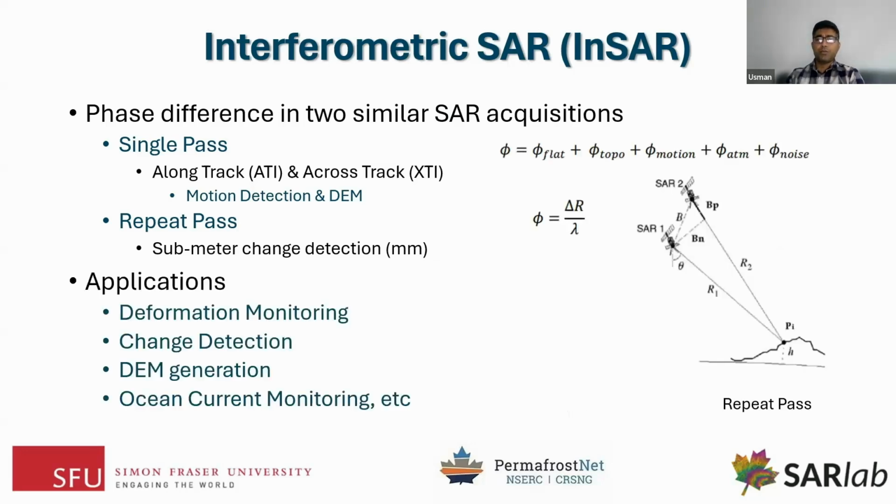What we are trying to do in repeat pass interferometry: the phase difference that is measured from the two similar acquisitions consists of various components, as shown in this equation on the top right. You can basically model different components of the phase, and what you are concerned about, for example in this application, is the motion. So we would subtract all other contributing factors from the phase, and whatever would be left would be the motion or change that would be there between the two acquisitions.